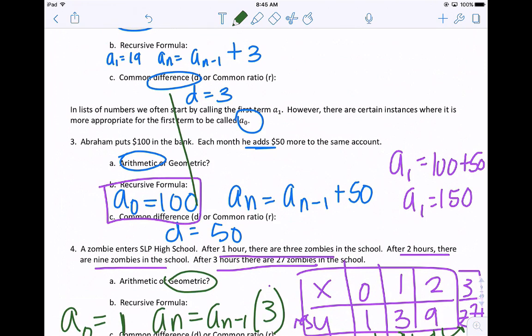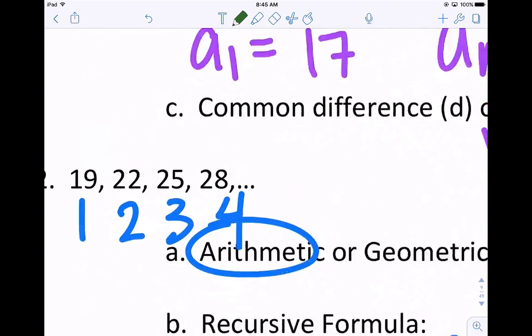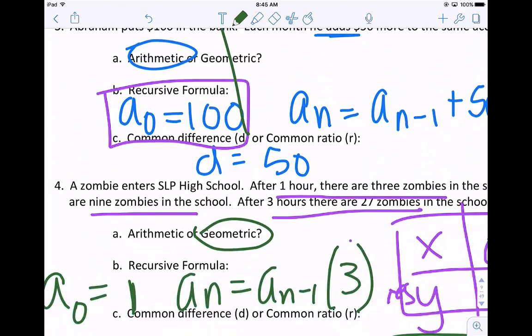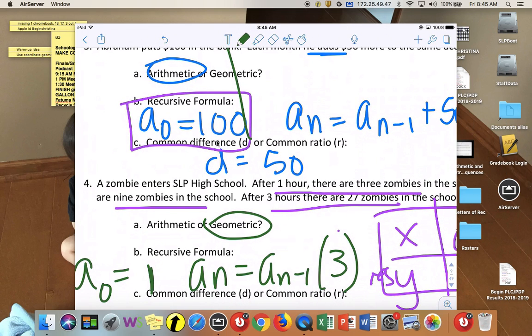Again, in lists of numbers, it does make more sense to say, all right, here's the first term, second term, and so on. But when you're looking at investment problems or zombie problems, it makes more sense to start at time 0. So in class, we'll do an activity practicing these ideas and as kind of a review.